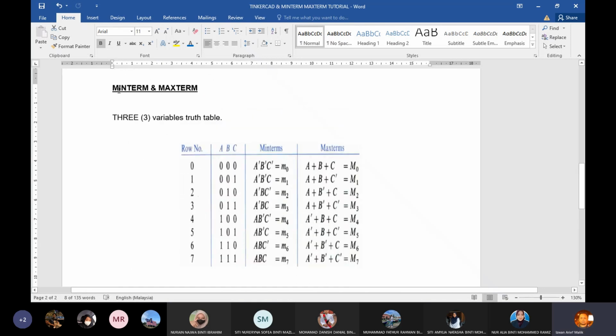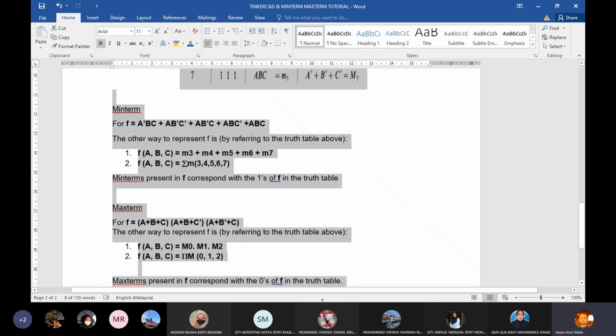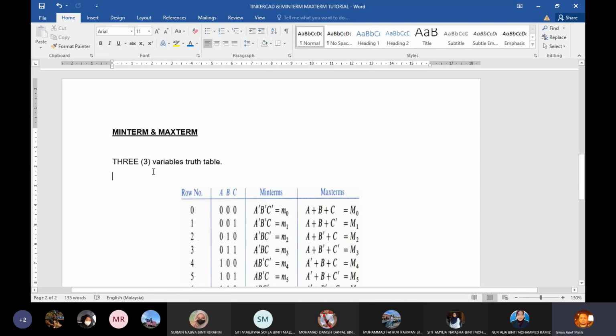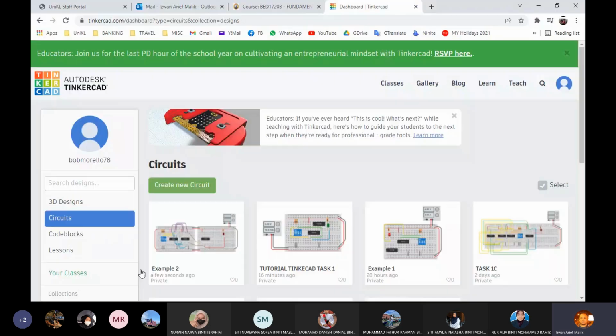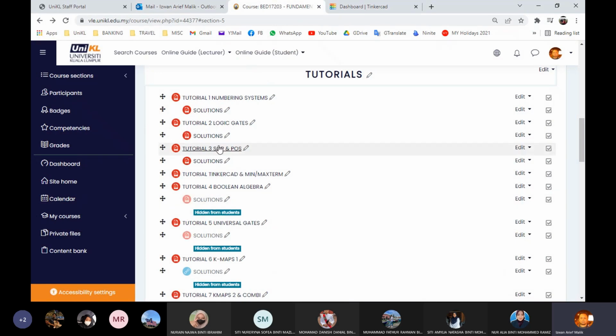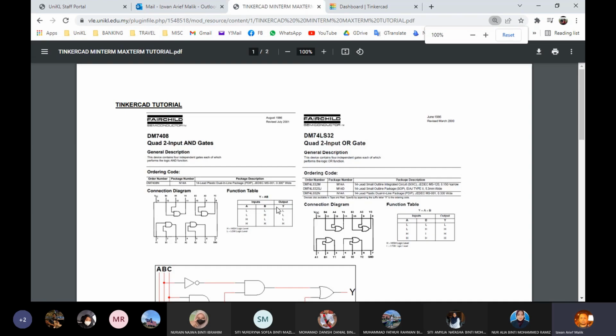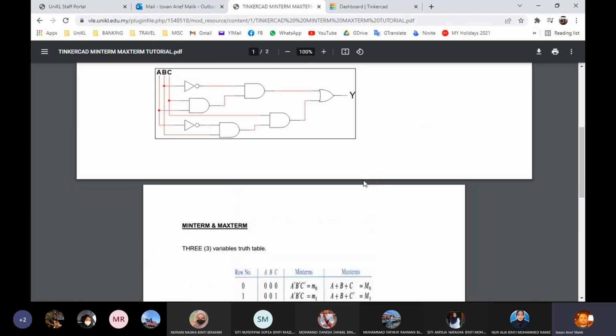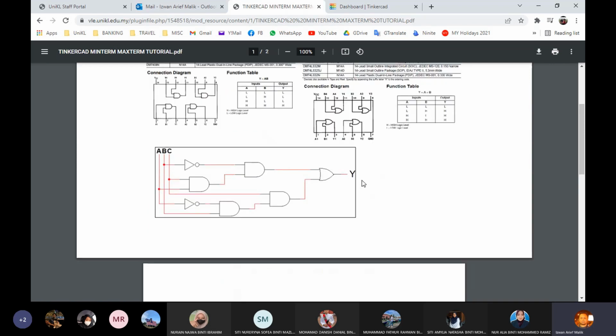The reason why I include this example here is that I forgot to include them during your tutorial SOP dengan POS tu. Okay, dekat tutorial SOP POS ni sepatutnya ada Minterm dengan Maxterm. So saya termiss that one out. So saya masukkan dekat Tinkercad ni sekali lah. So you can refer it here lah, ada dekat sini. So they are here. So you can download and use them for your reference.